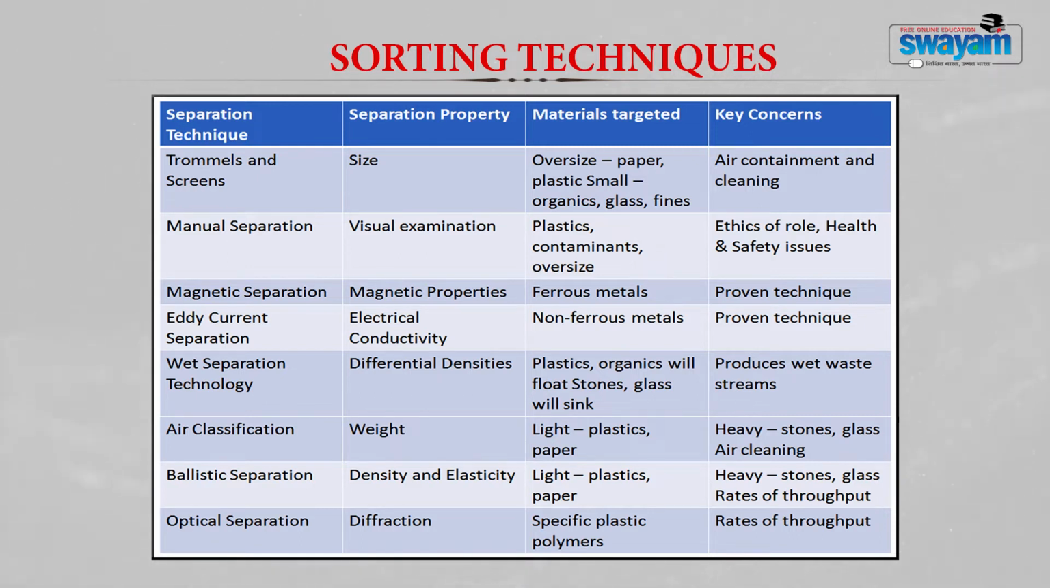Again, air classification is a type of sorting technique. Here the separation is based on weight. Light materials like plastics and paper are generally segregated. The key concern is again cleaning, and heavy stones or glass which are there will affect the unit. Then comes your ballistic separation, where the separation properties involved are density and elasticity. Again, it is used for plastic and paper. Lastly, the optical separation technique is also used as a sorting technique, where diffraction is used as a property, and this is for specific polymers which are used in plastics.